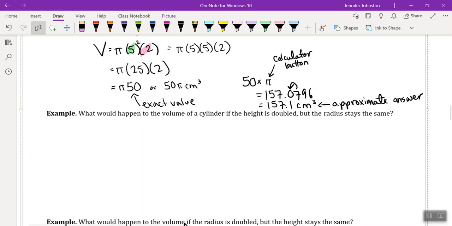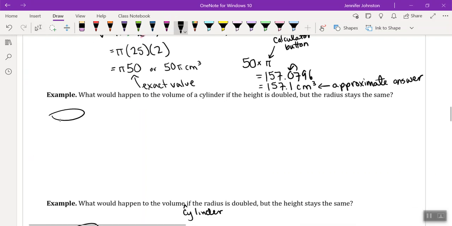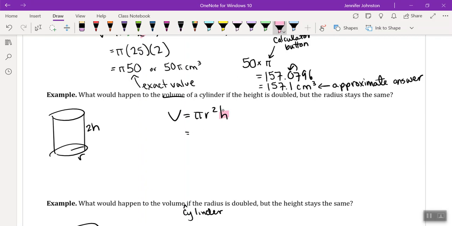All right, now what would happen to the volume of a cylinder? So let's go draw a cylinder. What would happen to the volume of a cylinder if the height is doubled? So we're going to have 2h and the radius stays the same, so just r. Okay, so the volume is V is equal to pi r squared h. Now instead of just a single h, we're going to write 2h, and r is going to stay the same. So we've got pi r squared 2h now, doubling the h. So instead, let's write this with the 2 in front. Hey, that looks like the volume of a cylinder.